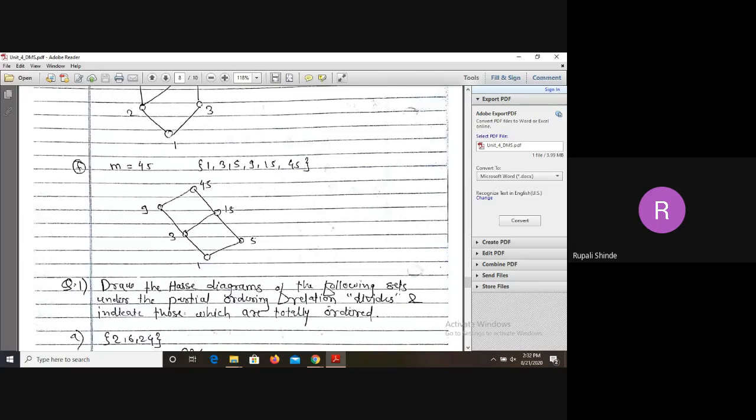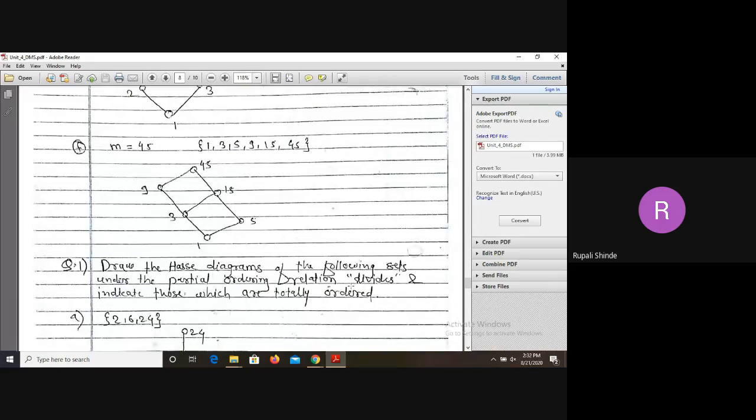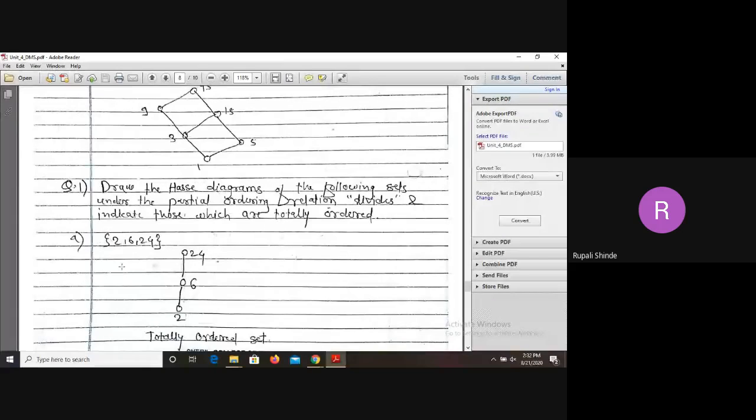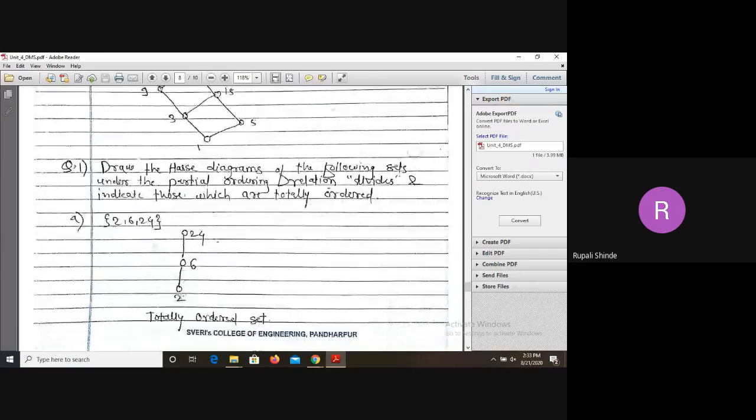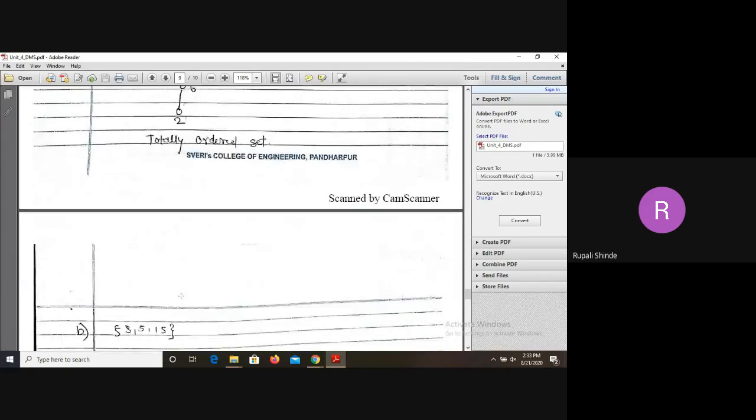Okay, the first one I will explain. For the next you have to try. Here 2, 6 and 24 are the elements. 2 divides 6 and 6 divides 24, that's why these are placed in one chain. So this is called a totally ordered set because the elements of this set form a chain. Now try the second example, whether this one is a toset.